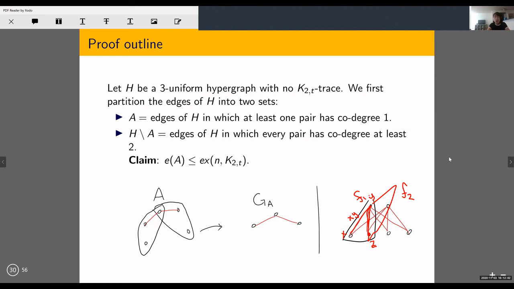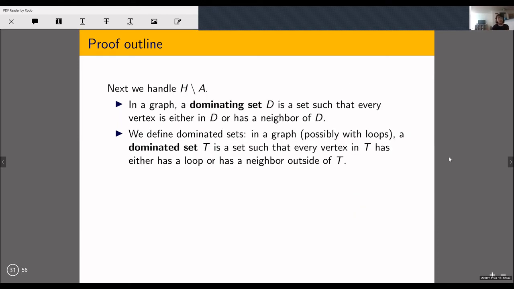All right. So the rest was a little bit more complicated to handle. So we look at the set of edges which was not in A, and the set of edges, sorry, where all the pairs have codegree at least 2. So 2 definitions, just working in regular graphs.